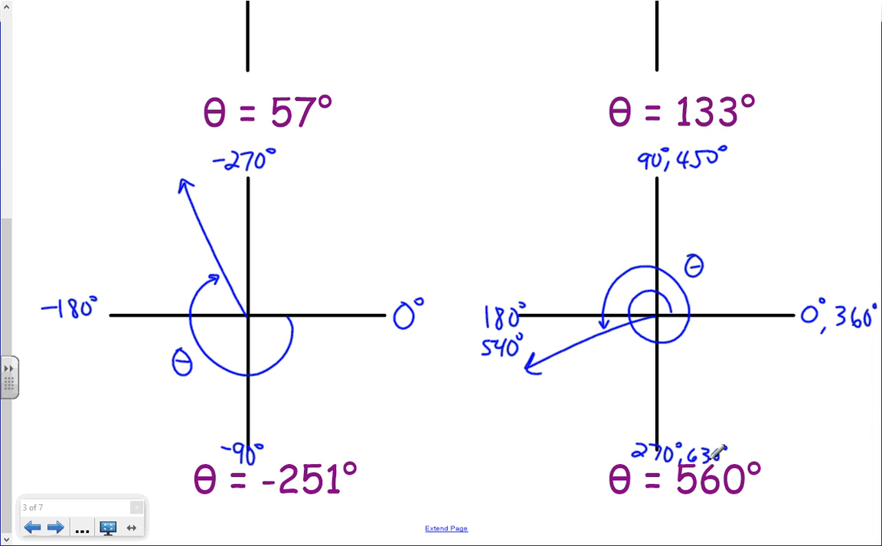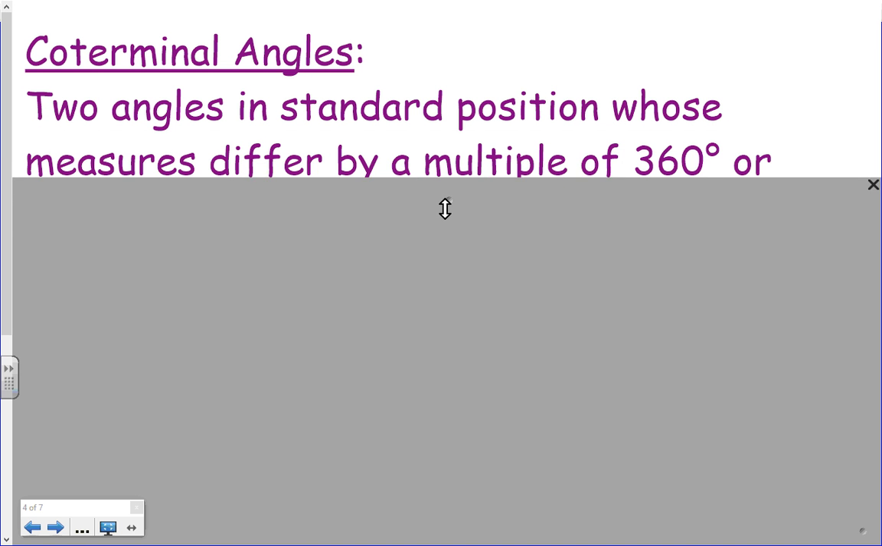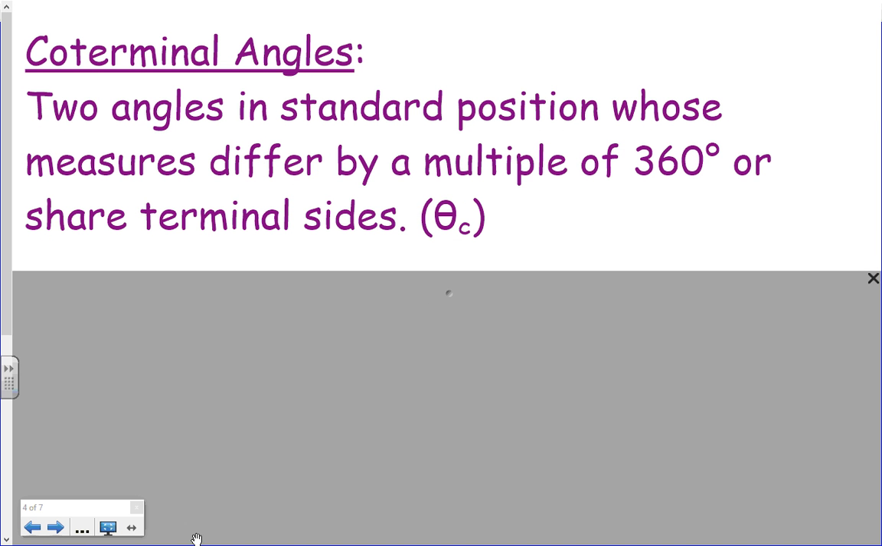All right, so there are some sketches of some angles. We have a couple of special angles that we talk about. One of those is what we call coterminal angles. Coterminal angles are two angles in standard position whose measures differ by a multiple of 360 degrees, or that share a terminal side.